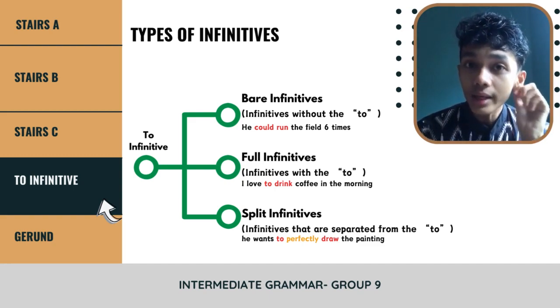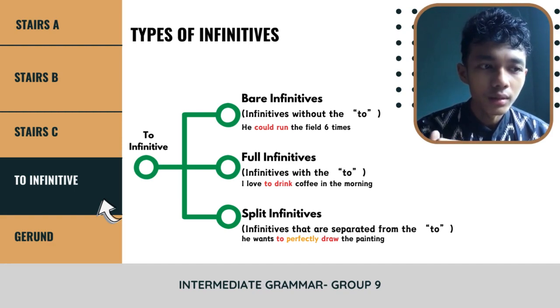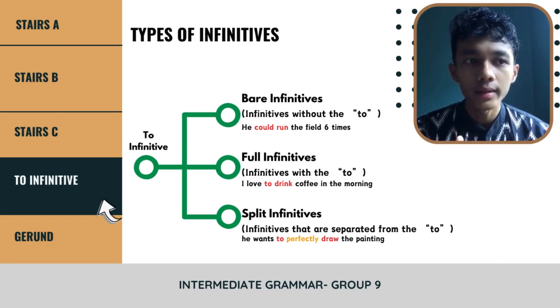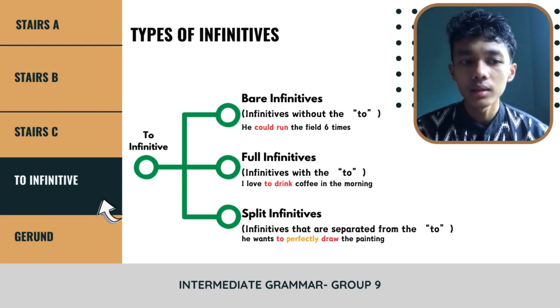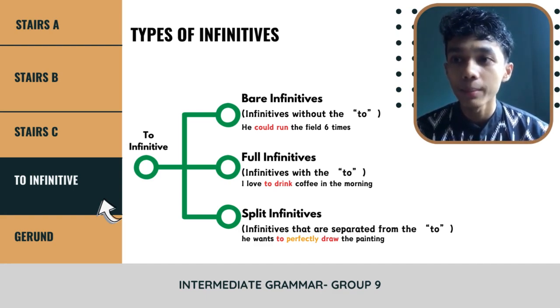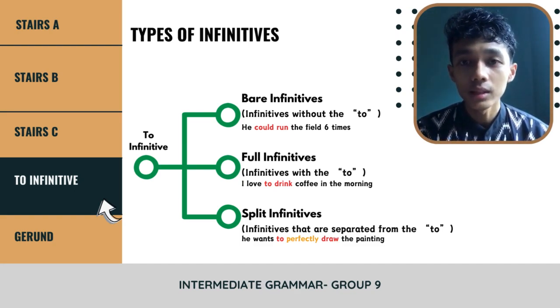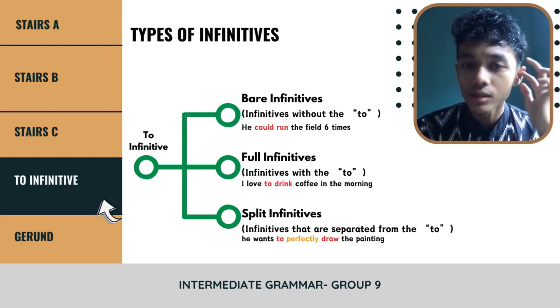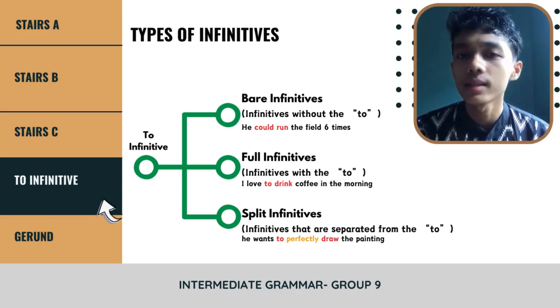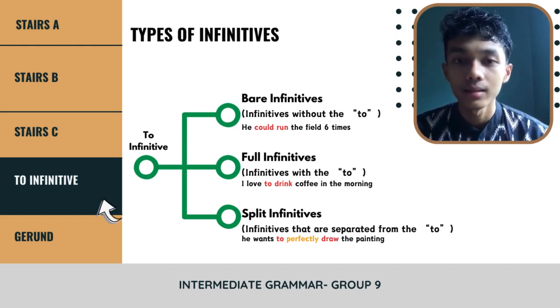So it is still an infinitive with the form of to and the base form of a verb, but they are separated by a word, usually, I'm sorry, usually an adverb. For example, he wants to perfectly draw the painting. So the infinitive is the to draw, while it is separated by perfectly. So to perfectly draw, that is the infinitive in that sentence.